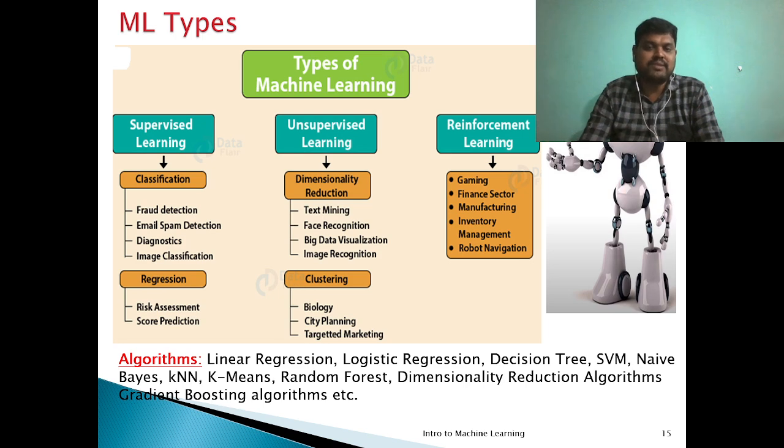So apart from these three, we have another machine learning model, right, called semi-supervised learning. So part of the data will be annotated and part of the data will be raw data. So semi-supervised consists of part of the labeled data and part of the unlabeled data, right?